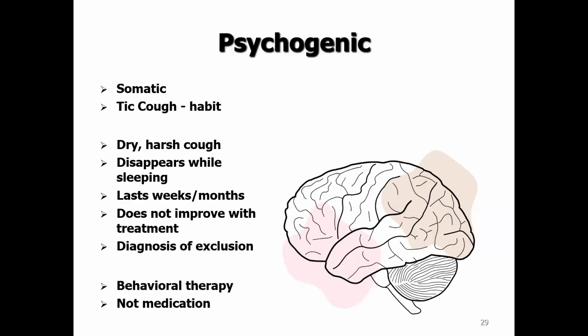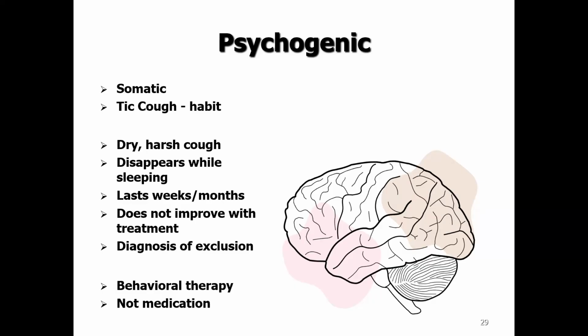Typical characteristics are a dry, repetitive, harsh, or honking sound. It disappears during sleep or when distracted, and it can worsen with stress or anxiety. It often lasts weeks to months. It can be triggered by emotional distress, school or work pressure, anxiety, or habit formation after a respiratory illness.